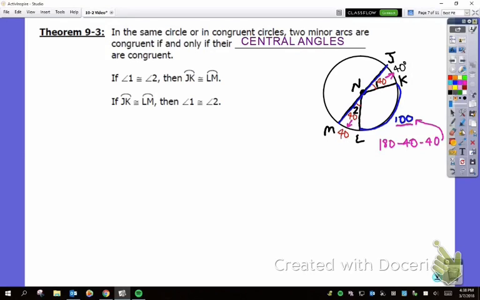So central angles and their arcs are equal no matter what. And that's where we're going to end this video. If you need some more examples, then watch part 2 of 10-2 arcs and central angles.